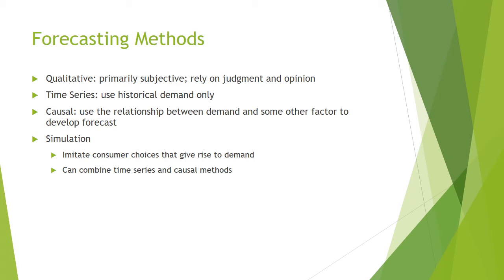The first one is the qualitative method. Qualitative forecasting methods are primarily subjective and rely on human judgment. So they are more appropriate when little historical data are available or when experts have market intelligence that may affect the forecast. So it's in that type of nature you can go for qualitative forecasting.